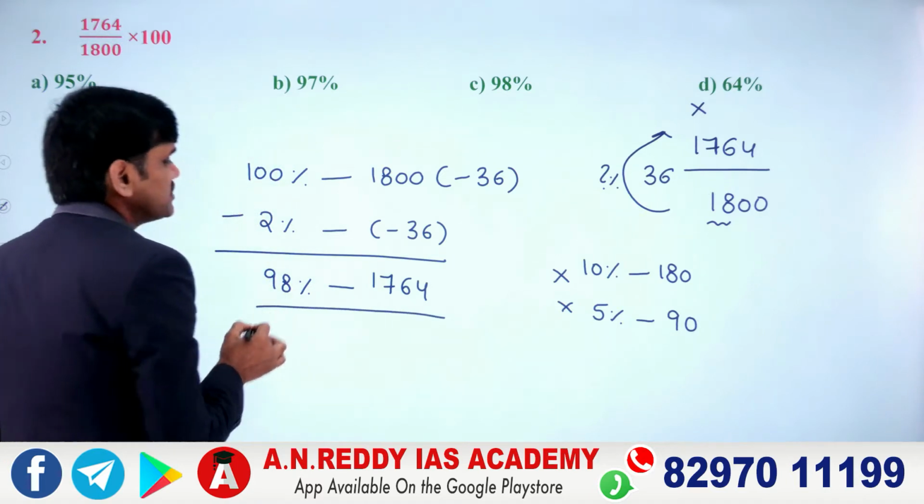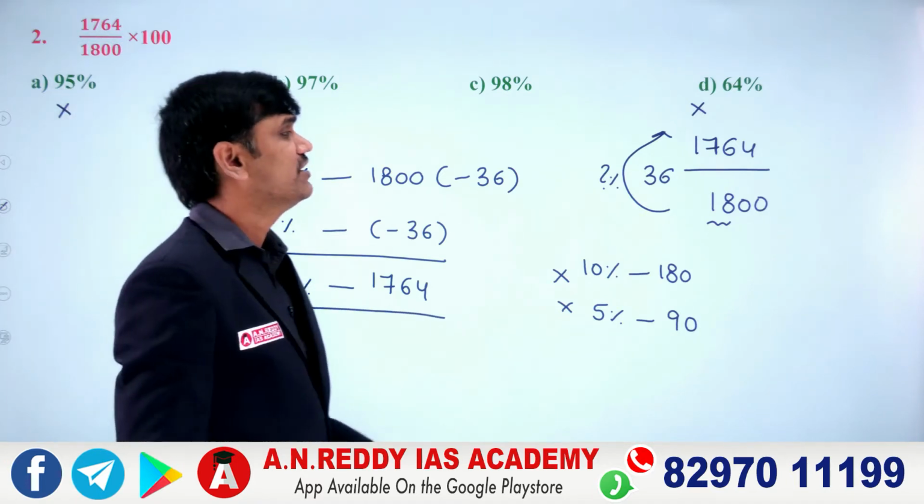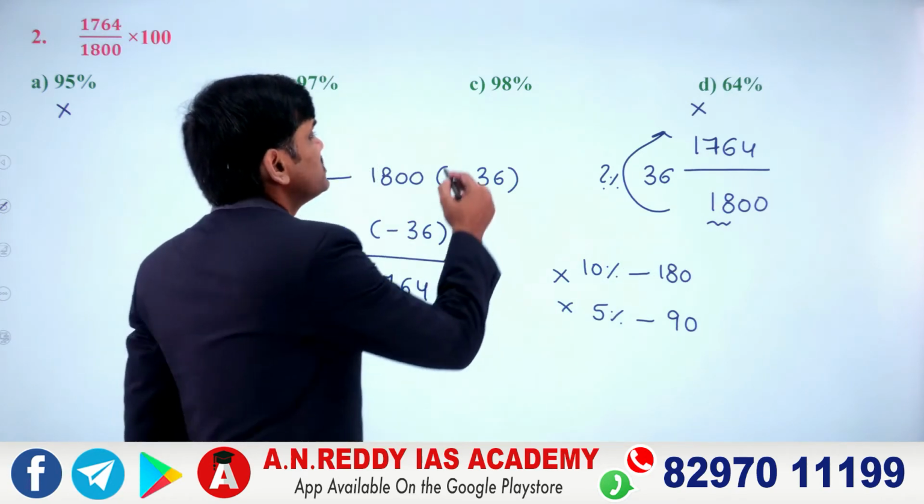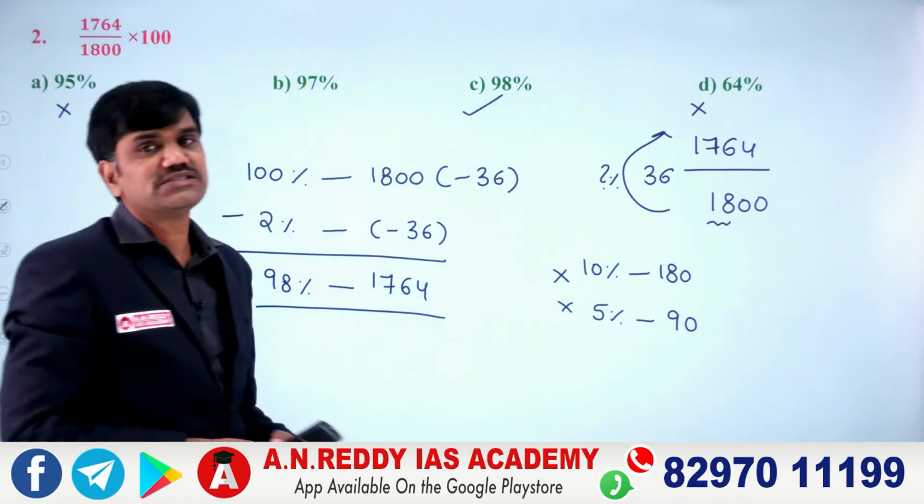So 1764 is what percent of 1800? This number is 98% of this number. Hence your answer has to be option C.